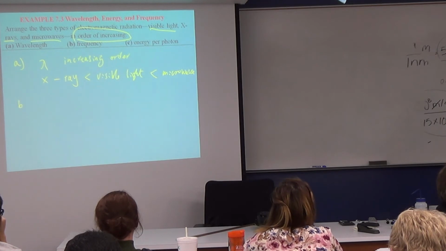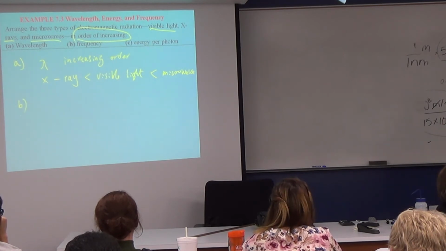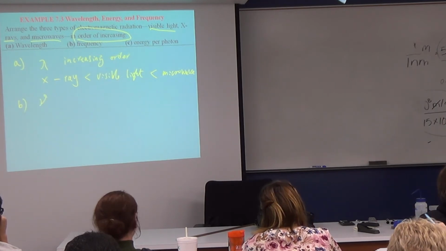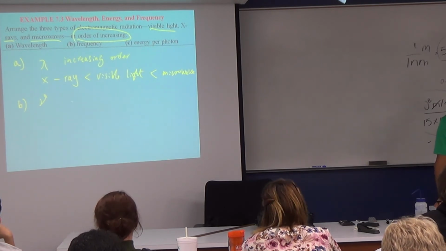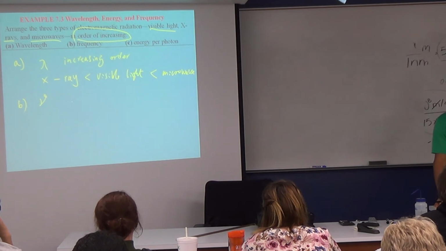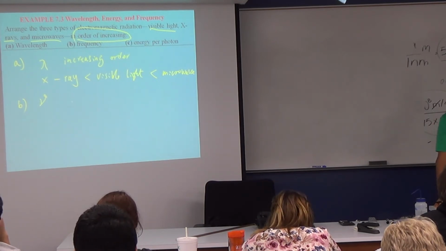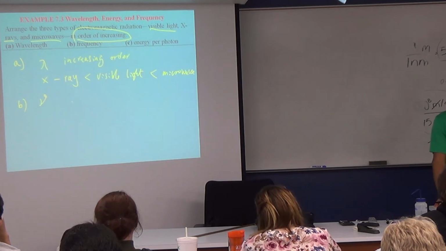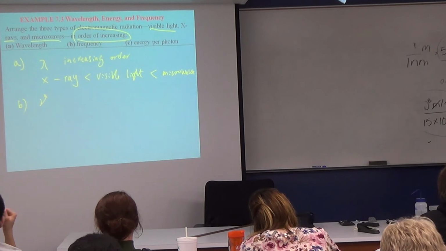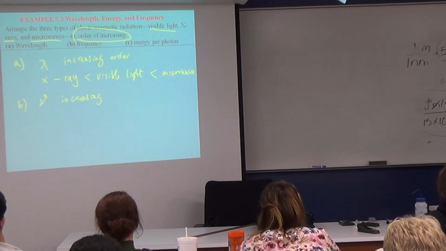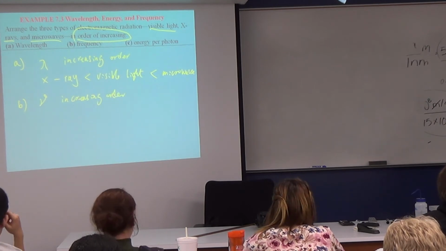Right? So the second question is about frequency. Frequency we call that nu. And we know if you find the pattern for wavelength, you just invert it, because the frequency is inversely proportional to the wavelength, right? So, increasing order for the frequency.